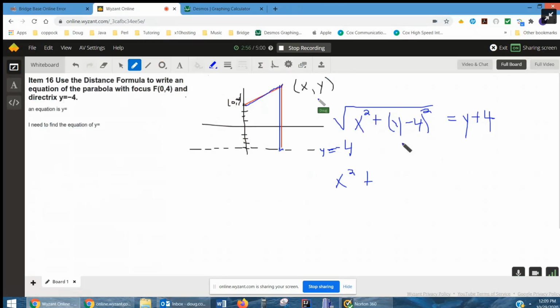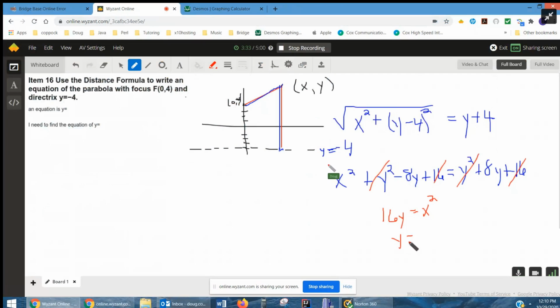And while I'm at it, I'm going to expand y minus 4, the quantity squared, using the process for squaring a binomial. And I have to square this side too. I'm solving a radical equation, so I'll square both sides. And conveniently, the 16s drop out, the y squareds drop out. I get 16y = x squared. So y = 1/16 x squared.